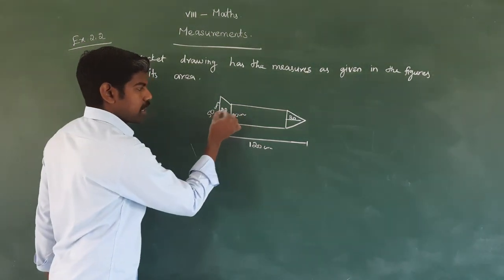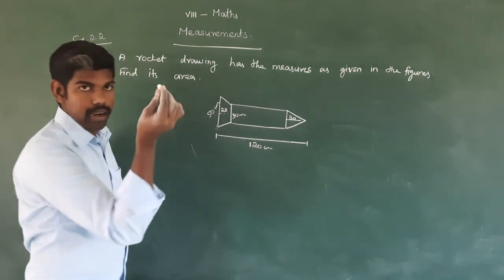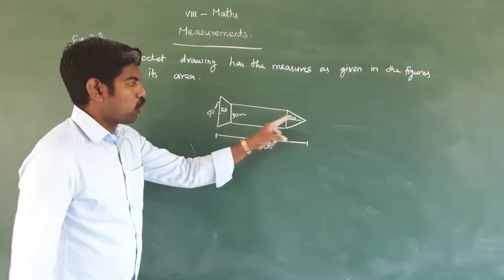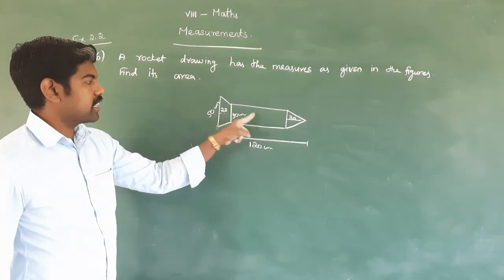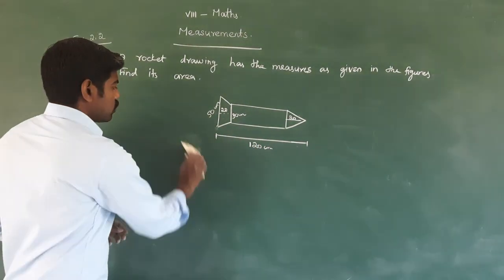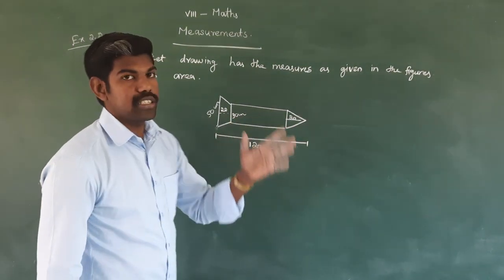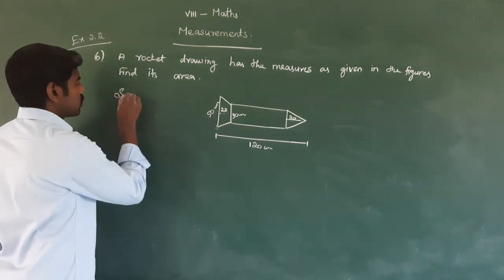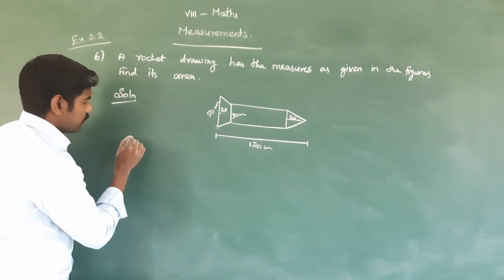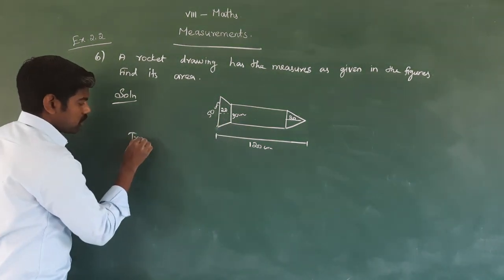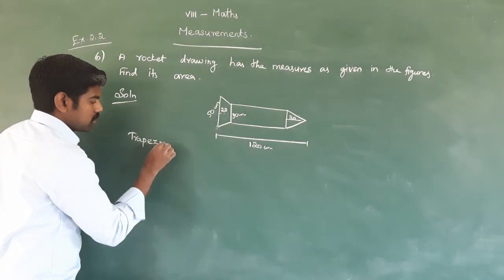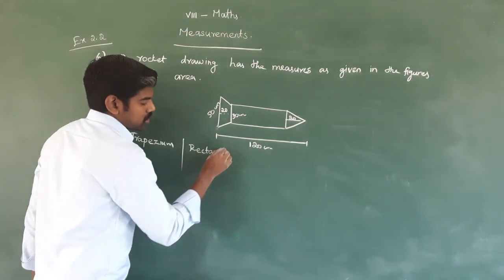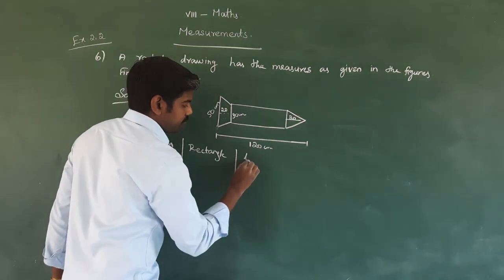This is what shape? Listen. These two sides are parallel. These two sides are non-parallel. So, this is a trapezium. So, totally three shapes. One is a triangle, another is a rectangle, another is a trapezium. So, find the dimensions of these three. First one, trapezium. Another one is rectangle. Another one is triangle.